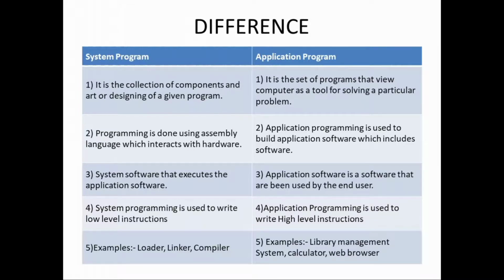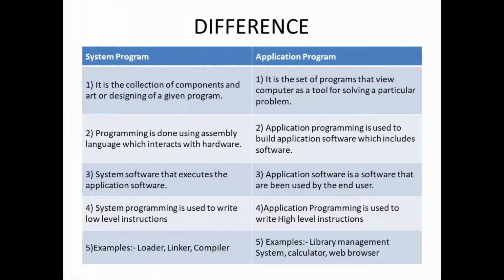Point four, system programming is used to write low-level instructions. Application programming is used to write high-level instructions. Now, what are the examples of system program, which is point five? We have the loader, we have the linker, we have the compiler, and the rest. In application program, we have the library management system, the calculator, the web browser, and so on.